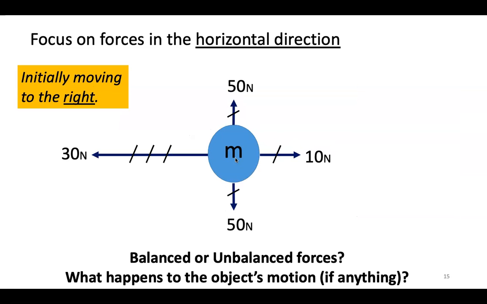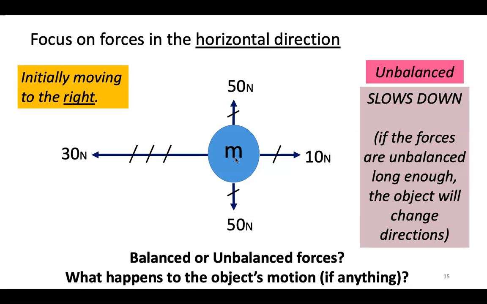Next, we look at this example, again, the horizontal direction. If you look horizontally, you see 30 to the left, 10 to the right. That means that there's an overall force, net force, to the left. These forces are unbalanced horizontally. So if it was moving to the right, but the unbalanced force is to the left, that means it's moving to the right, but the acceleration is to the left. It's going to slow down. And if the forces were unbalanced for long enough, the object would eventually stop and then change directions. But we don't have to worry about that for now.